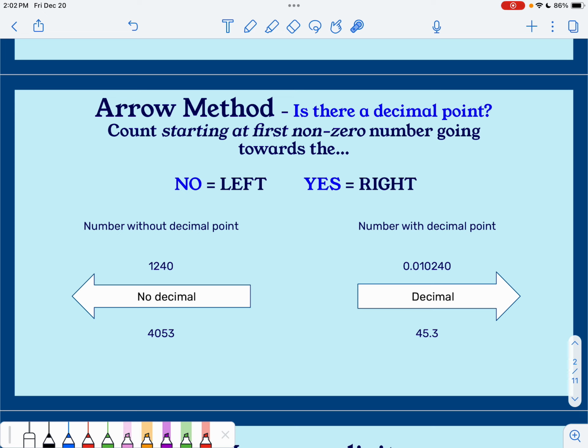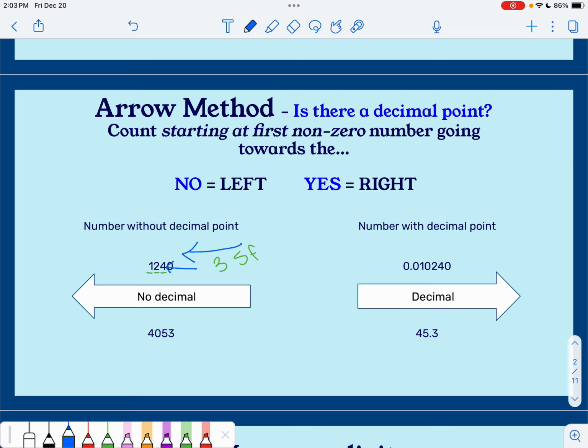I'll show you how it works right here. In the first example, this number does not have a decimal point, so we are going to move to the left. We're looking in the direction of the left, and we'll start counting when we hit the first non-zero number. So we're going, boom, we hit it right there with the 4. Now everything after this is significant, and we're going to count it. 1, 2, 3. 3 significant figures.